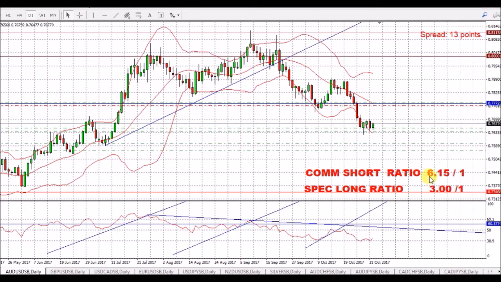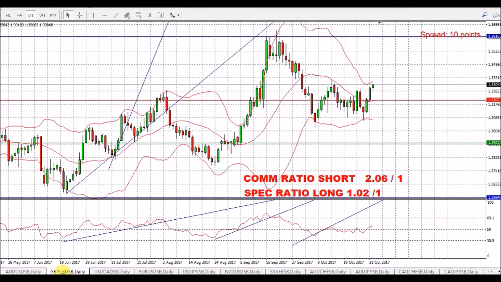We have a commercial short ratio of 6.15 to 1. We've bounced off the 30.9, and I'm expecting it to fall down and follow through towards the end of the week. The pound is gaining strength. Everybody thinks there's going to be a rate hike.